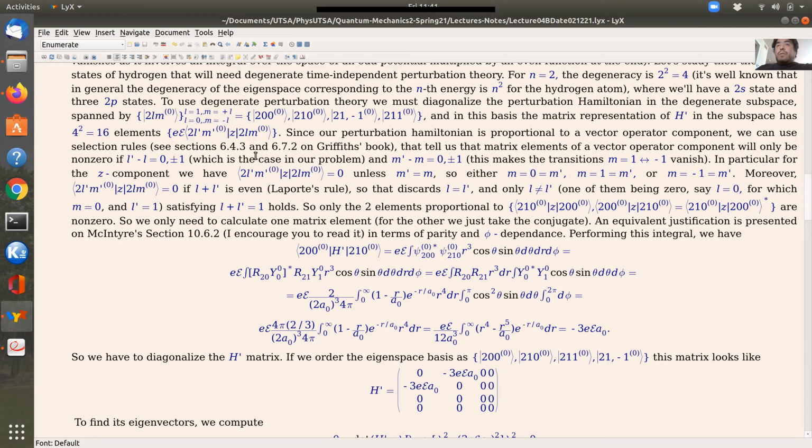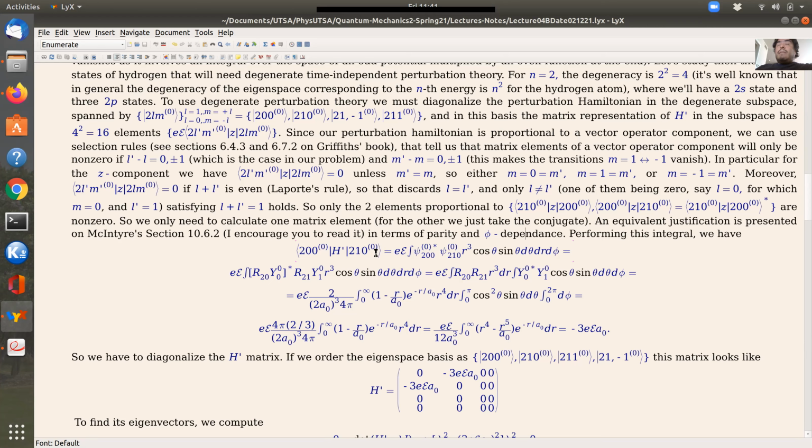I wanted to do something that in principle is not appearing in the textbook, basically solving the problem that Griffiths is indicating you to do. And the way McIntyre is doing it, just so you're clear if you read that section, is in terms of parity and dependence on the azimuthal angle. So check it out. In any case, when we perform that integral that we care about, we have this, right?